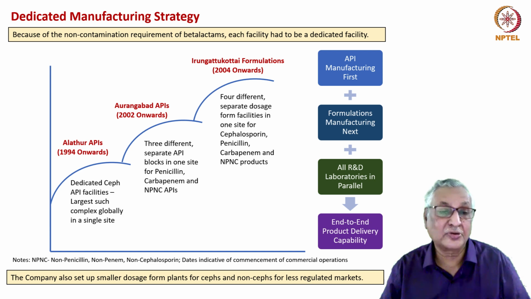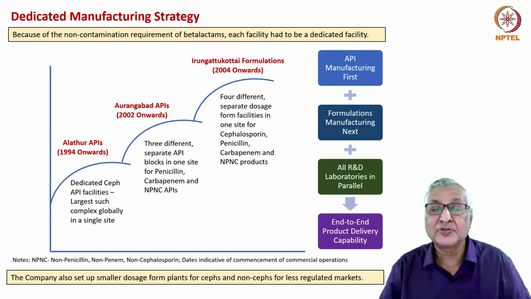So, in the Alatur mother plant, APIs belonging to the cephalosporin range were produced from 1994 and eventually starting with a 5-acre site and becoming a 55-acre site, Alatur facility became the largest such complex globally in a single site. In Aurangabad, three different separate API blocks were constructed in one site, and these three were for penicillin, carbapenems, and NPNCs.